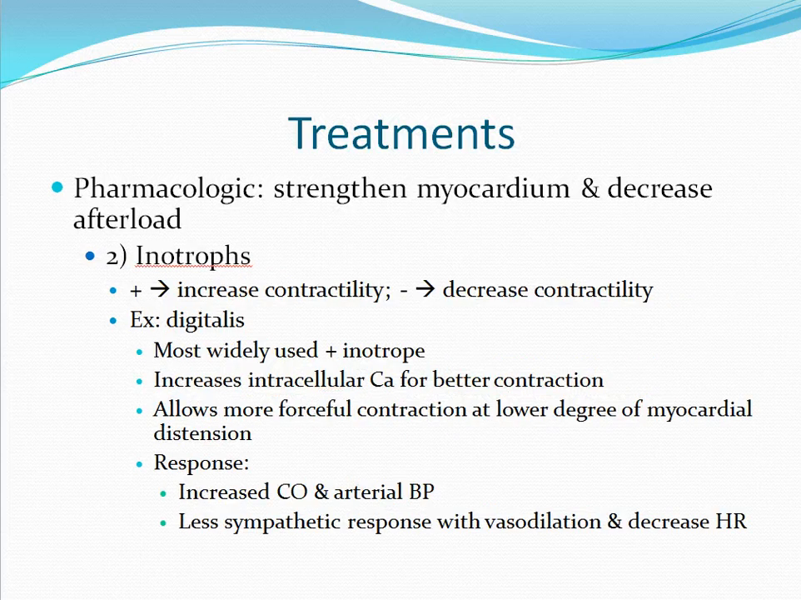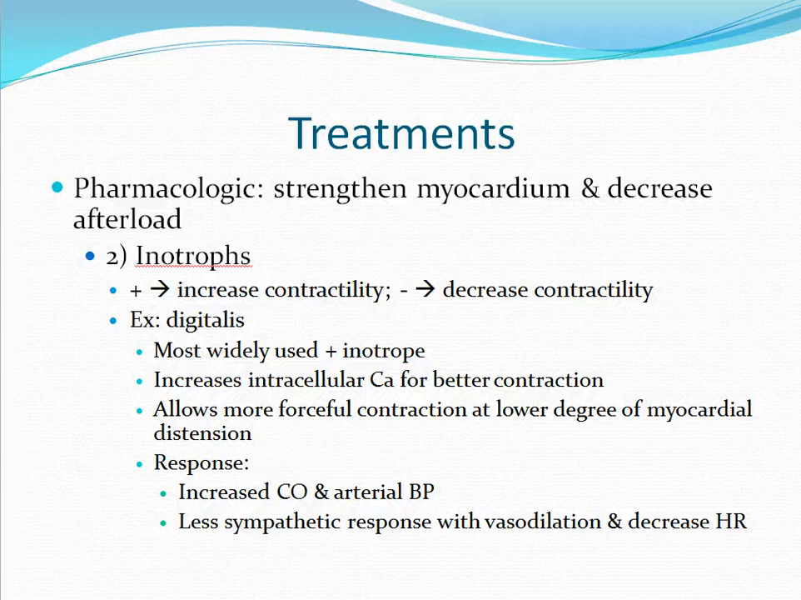Another class of drugs are the inotrophs. They work by affecting the contractility of the heart. A positive inotropic effect would cause an increase in contractility, while a negative inotropic effect would cause a decrease in contractility. An example of an inotroph is digitalis. This also goes by digoxin, digitoxin, and cardiac glycosides. This is the most widely used positive inotropic drug.